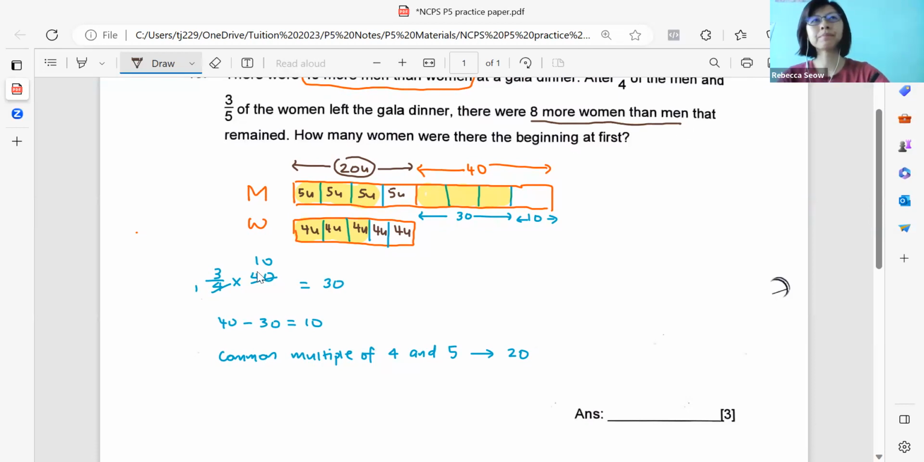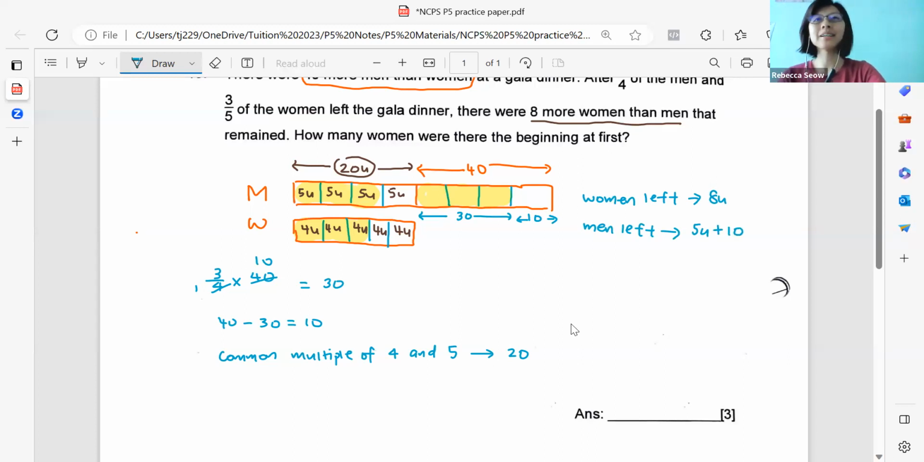So women left, that would be 8 units. Men left, 5 units, and 10.